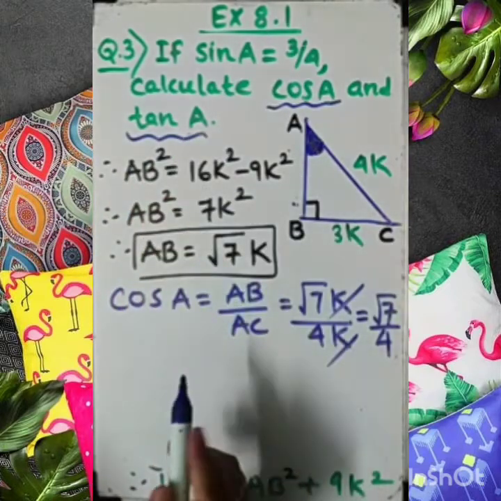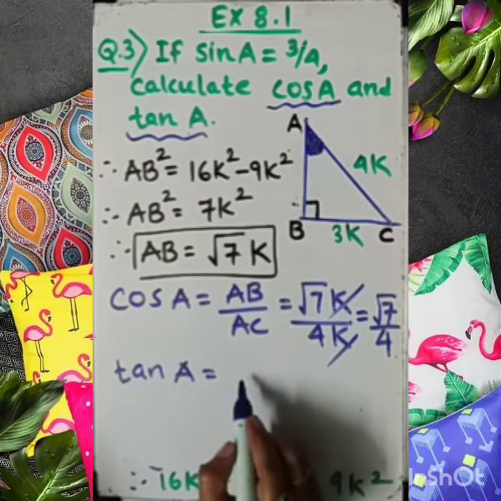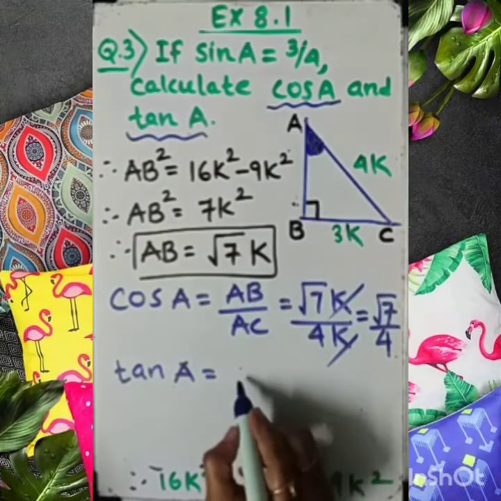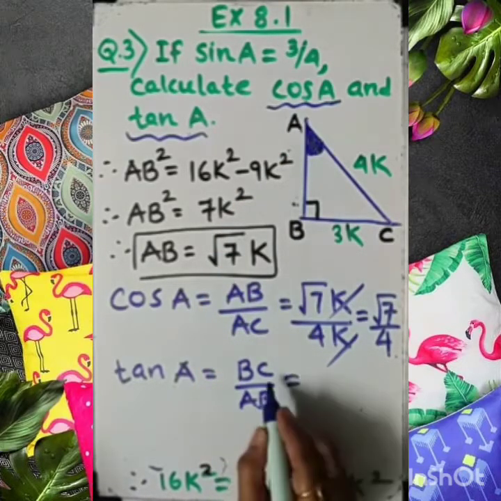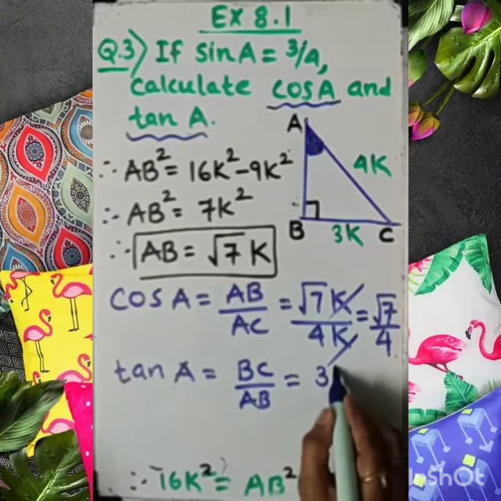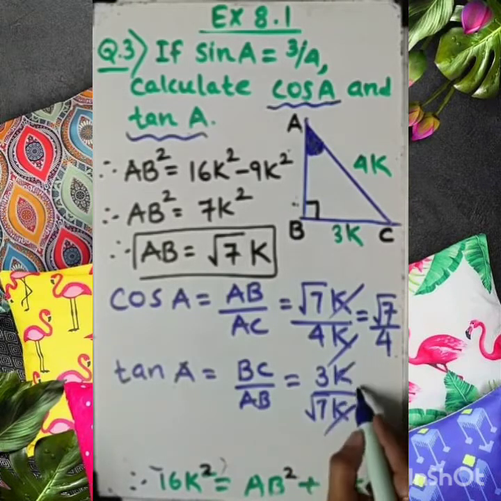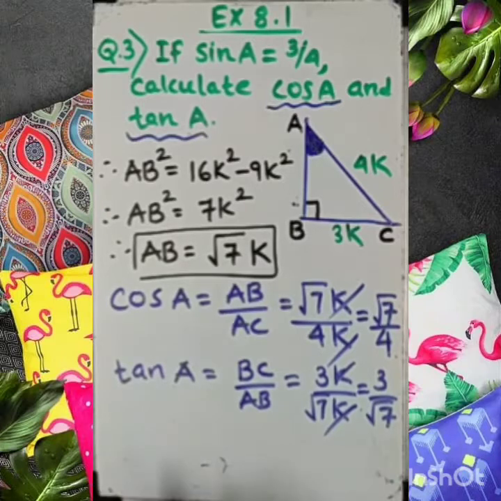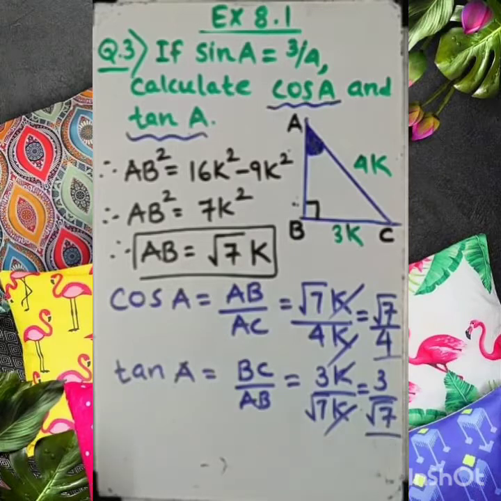Let's focus on it. That is tan A. Let me work out upon that. Tan indicates perpendicular upon base. According to angle A, BC will be the perpendicular and base will be the AB. That you know very well. BC by AB, that is 3K upon root 7K. Again K cancels, so it will be 3 by root 7. So this is the complete solution of what was asked in the question, that is cos A and tan A, their values are here. Finish the sum.